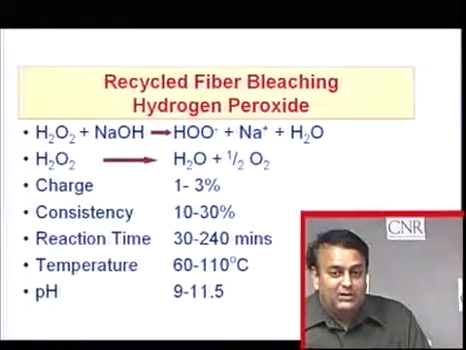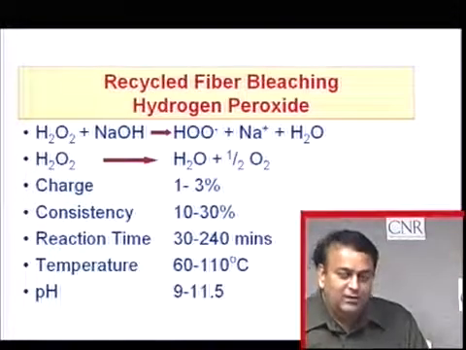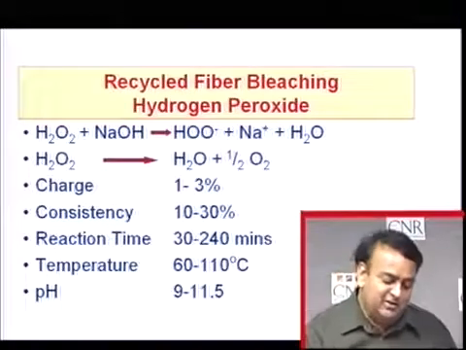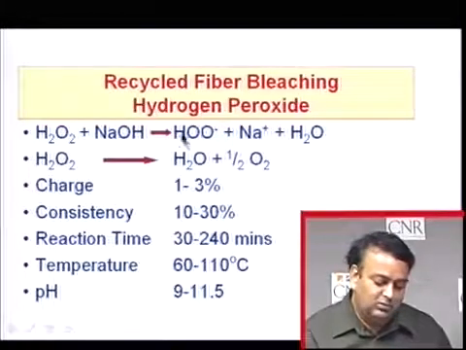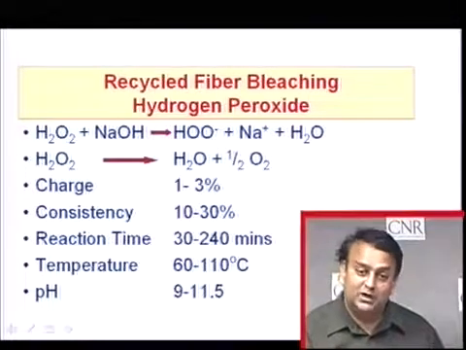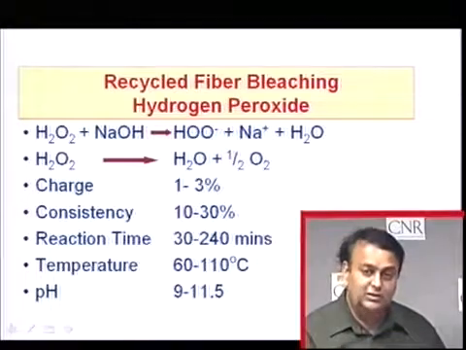The pH of peroxide bleaching is typically between 9 and 11.5. Above 11 the perhydroxyl ion content is low. Below 9 also the perhydroxyl concentration is low. So between 9 and 11 this concentration is at peak, so you get a good bleaching out of it.